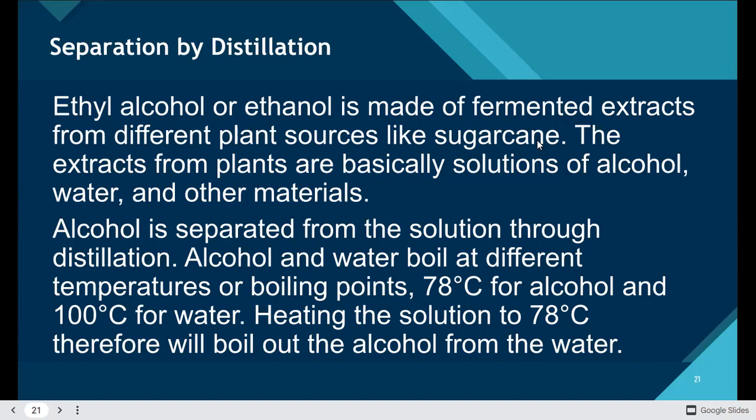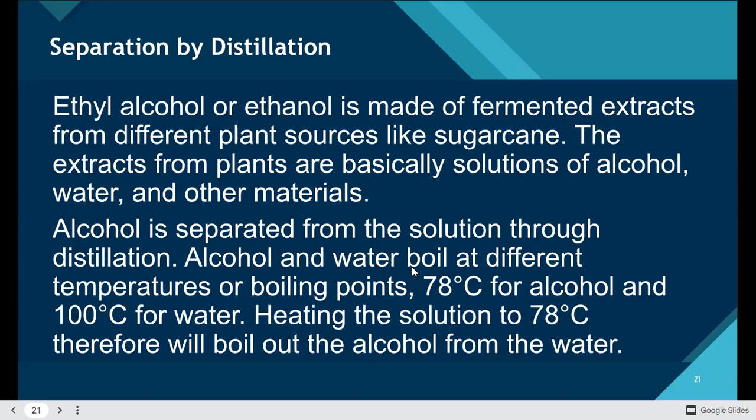You tend to extract alcohol from plants, just like sugarcane. Extracts from plants are basically solutions of alcohol, water, and other materials. Alcohol is separated from the solution through distillation. How? This is now the twist. Alcohol and water boil at different temperatures, or boiling points. Since they have distinct properties, we can separate alcohol and water through their boiling points.